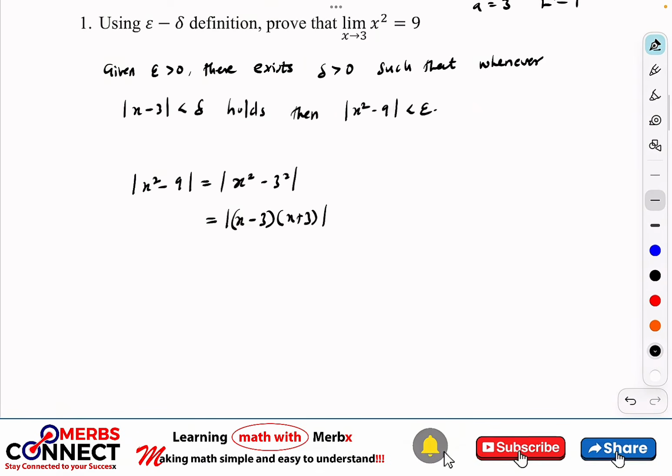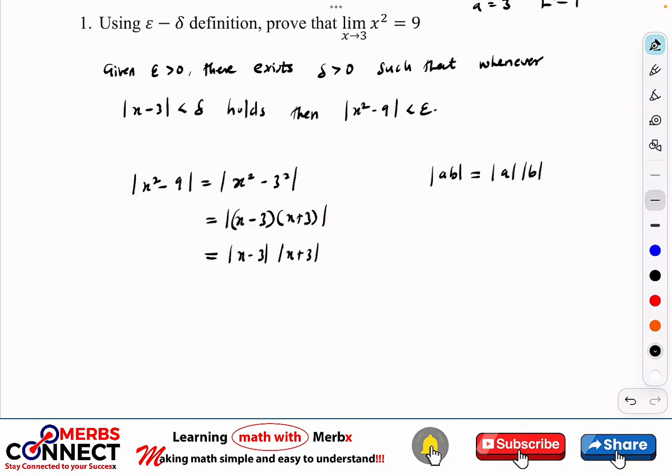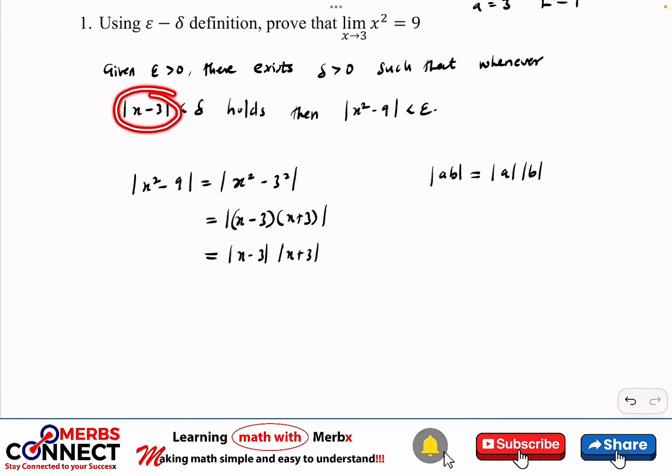And we know that the absolute value of AB is the same as the absolute value of A times the absolute value of B. So we can write this as the absolute value of x minus 3 times the absolute value of x plus 3. And what we need to make sure of here is that we have this distance, so that we can replace it by delta. We are fortunate enough to have this one be the same as this.